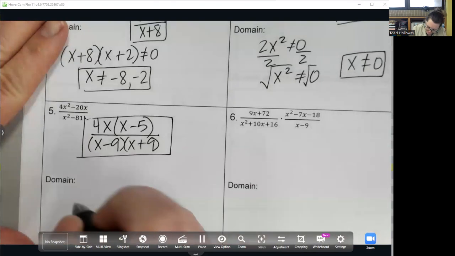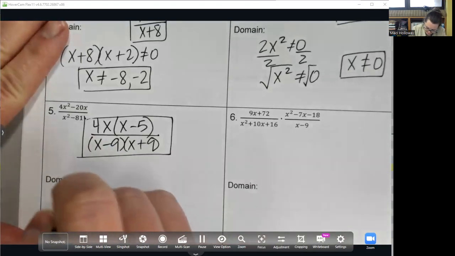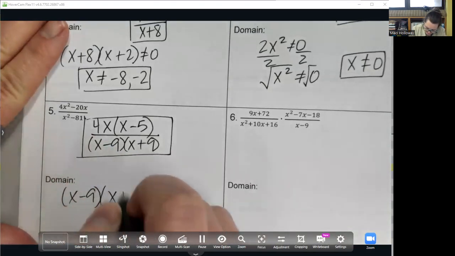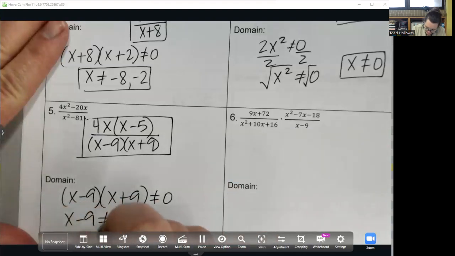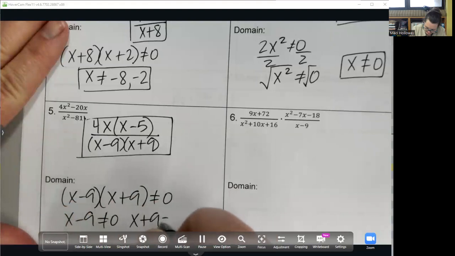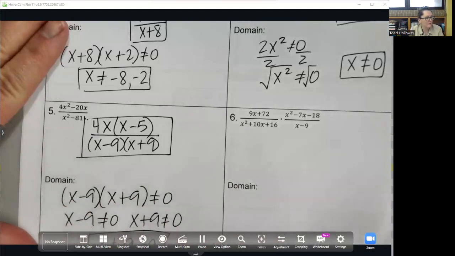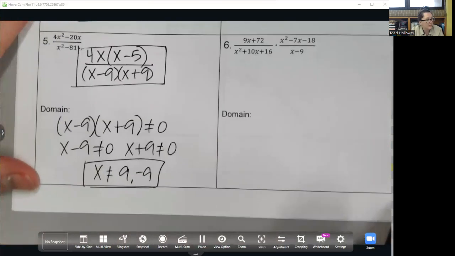Just checking my notes to make sure. All right, so I'm going to do x minus 9, x plus 9 cannot equal 0. X minus 9 cannot equal 0. X plus 9 cannot equal 0. So x cannot equal 9 and -9. So 2 domain restrictions there. Whoops, you couldn't see that.